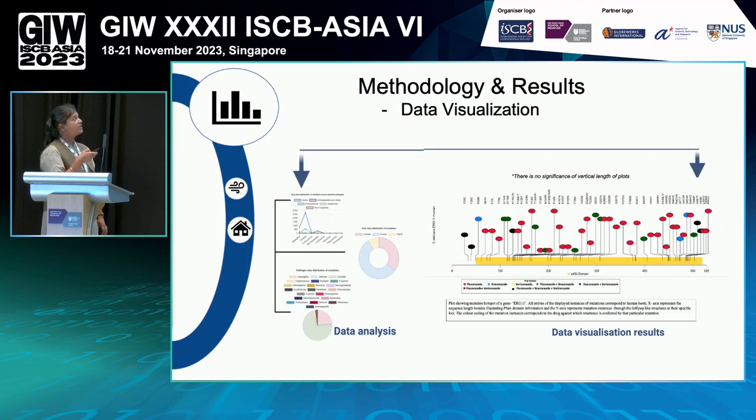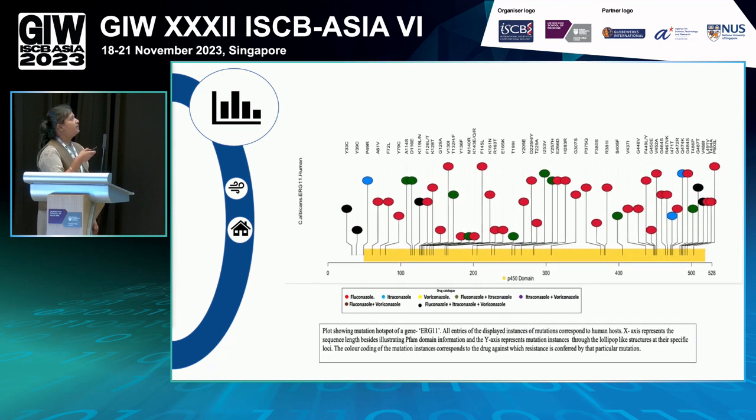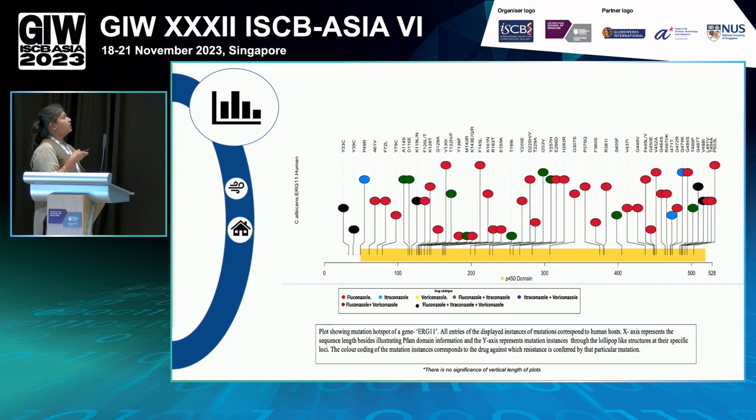So using the application that I just showed, we get plots like this. I'll just take a moment to explain this plot. We call it mute plots or mutation hotspots. On the x-axis, you have the length of the protein. On the y-axis, there's no significance of the length of these lollipop kind of things. But along the x-axis, you have the exact locus where the mutation is caused. Here, as you can see, Y is replaced by C, that is tyrosine to cysteine at the 33rd position.